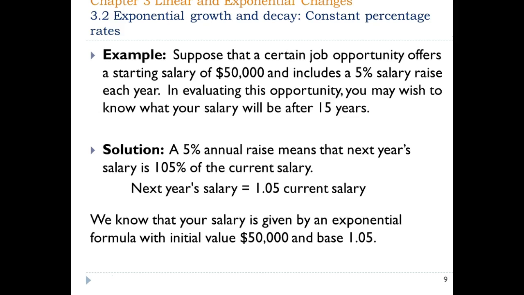Example. Suppose that a certain job opportunity offers a starting salary of $50,000 and includes a 5% salary raise each year. In evaluating this opportunity, you may wish to know what your salary will be after 15 years.